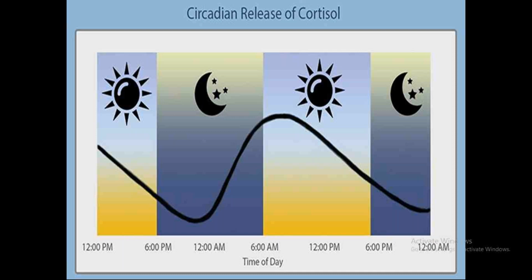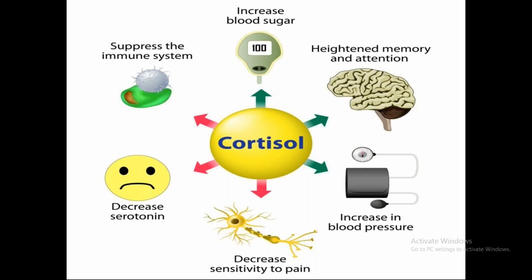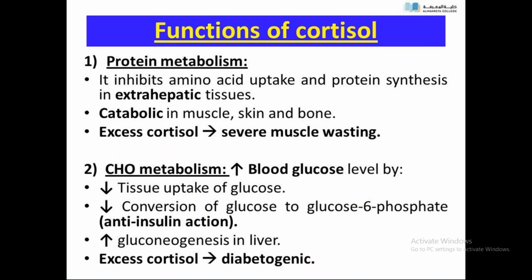Cortisol suppresses the immune system, increases the blood sugar level, heightens memory and attention, increases blood pressure, decreases serotonin, and sensitivity to pain also decreases. The main beneficial effect is decreased sensitivity to pain, but the rest are harmful: it increases sugar levels, suppresses the immune system, and increases blood pressure. So almost all the cortisol functions are covered.